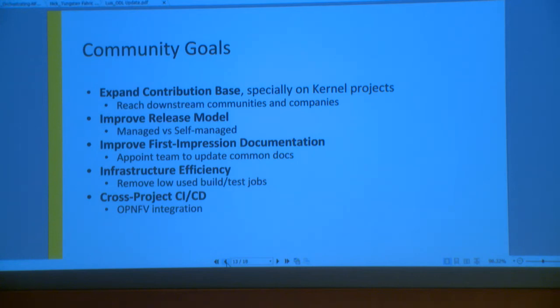The second goal is to improve the release model, and this we have already done with the managed versus self-managed that I explained before. This was very good. The third thing is to improve first-impression documentation. Well, OpenDaylight has always been blamed for that.